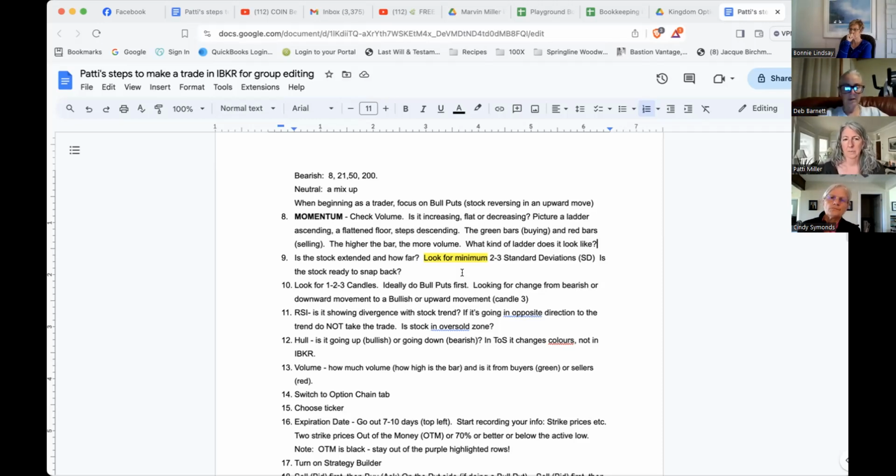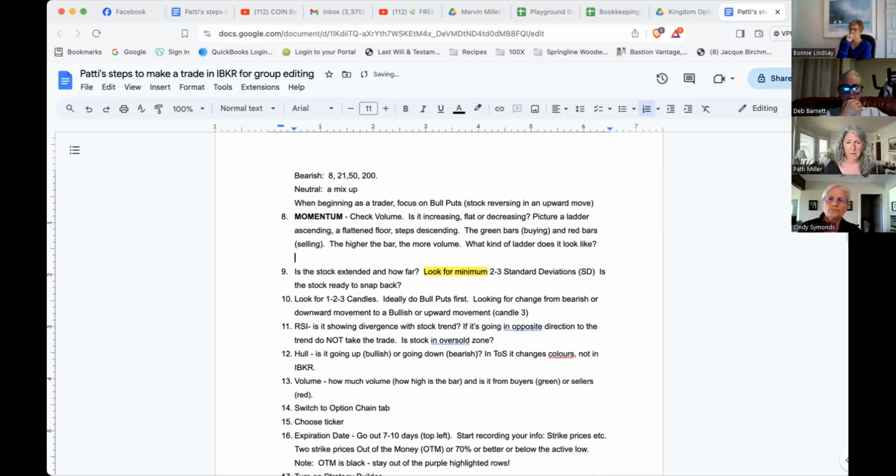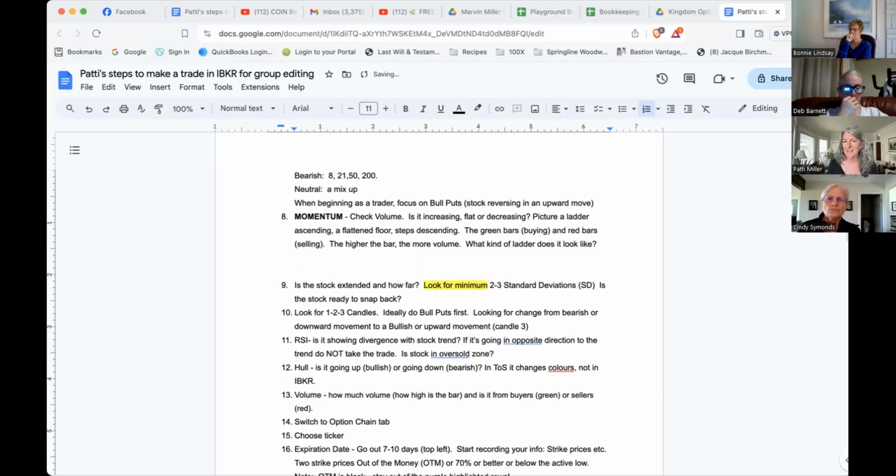I'm in the wrong place, so that'll be down one. Is the stock extended and how far? Now we're looking at price action, aren't we? Yes. How's this for having our brains helped? Awesome. Price action is the stock. Is that number 9? Price action? It's kind of Rami's step 4.